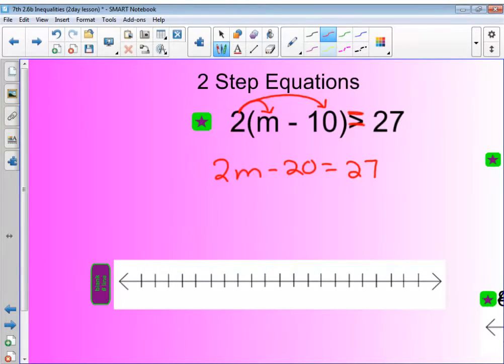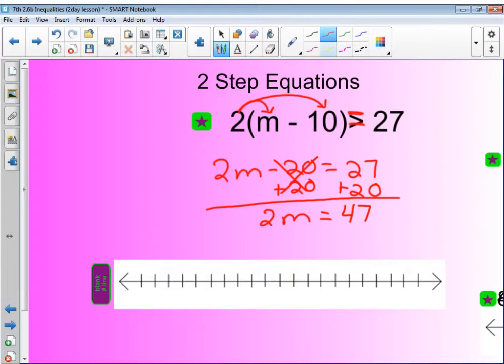Now we'll go ahead and get rid of our 20, so plus 20. Plus 20. I get 2m equals 47. So now we'll divide by 2. So here I'm going to get a decimal number. And yes, sometimes you will get a decimal number or a fraction number. So here I get m equals 47 divided by 2. So 47 divided by 2 would be 23 and a half.